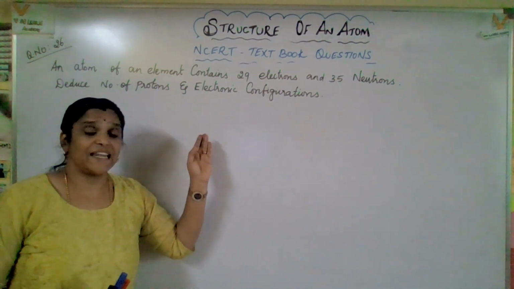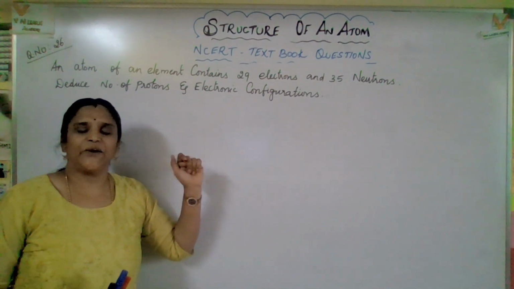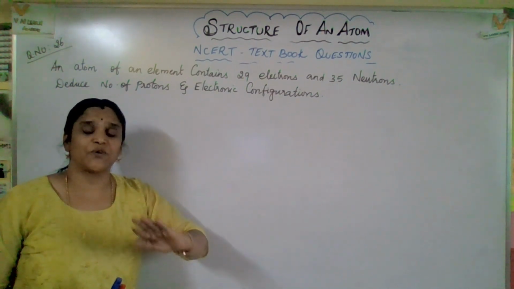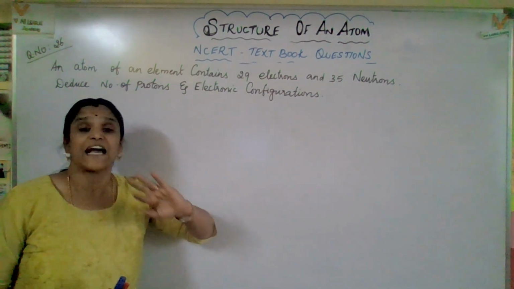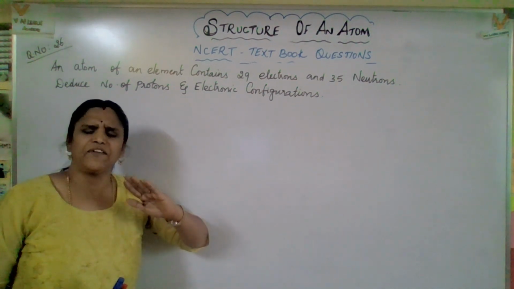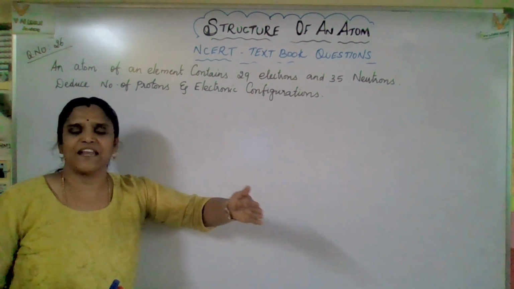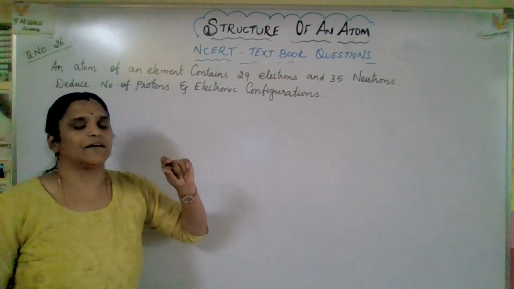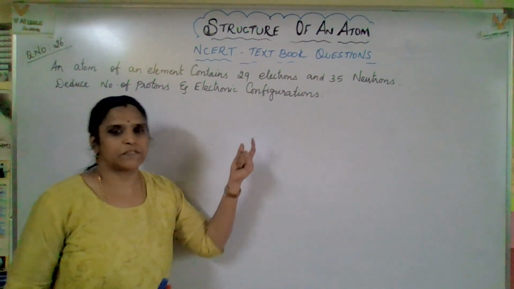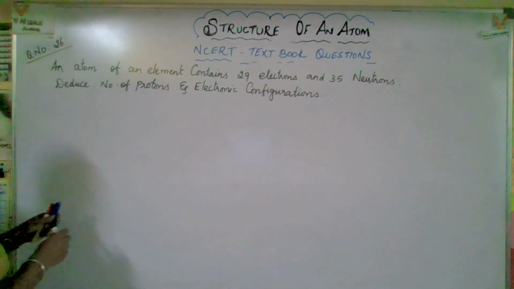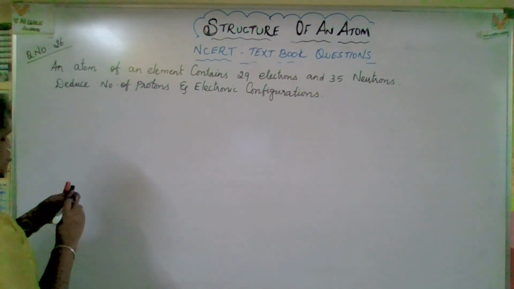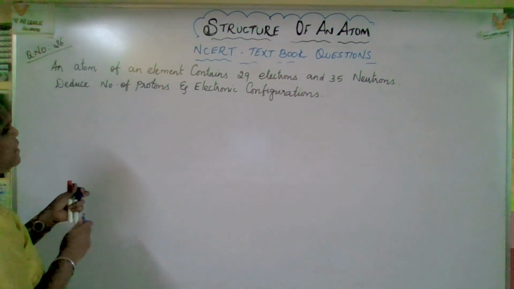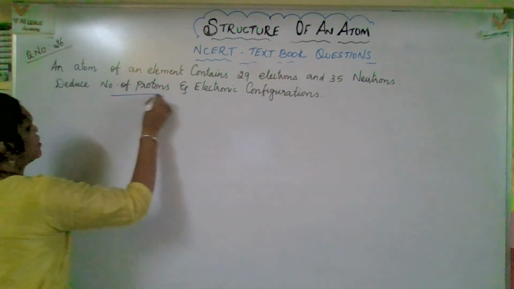Already we have seen in one of our videos very clearly how to identify electrons, protons, neutrons, isoelectronic species, isotopes, isobars, isotones. I'll give the link in the description box. Please check it. Come on, let's identify the number of electrons. They mention the number of electrons and neutrons, and we have to find the number of protons and the electronic configuration.